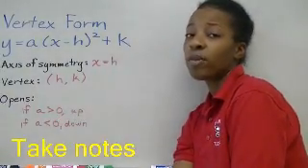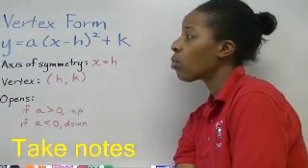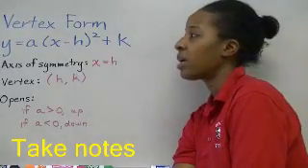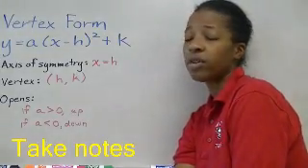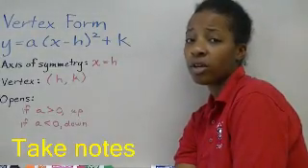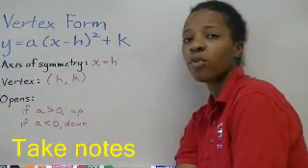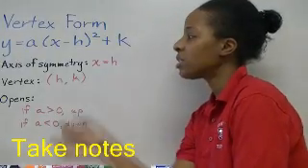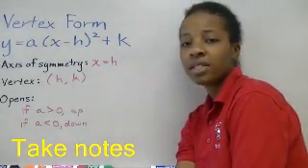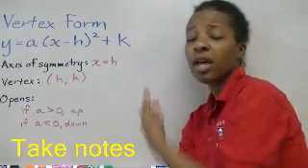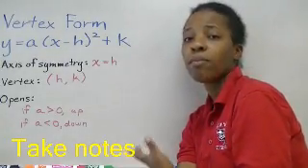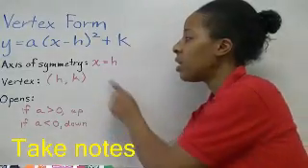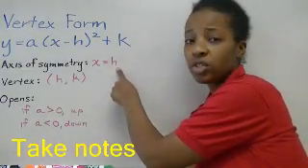This is the vertex form of a quadratic function, where y equals a times x minus h squared plus k. From the vertex form, we can gather a few characteristics about our parabola before we even graph, such as the axis of symmetry. The axis of symmetry is the vertical line that divides the parabola in half. In other words, it tells you where the middle of the graph is, and that's with x equals h.